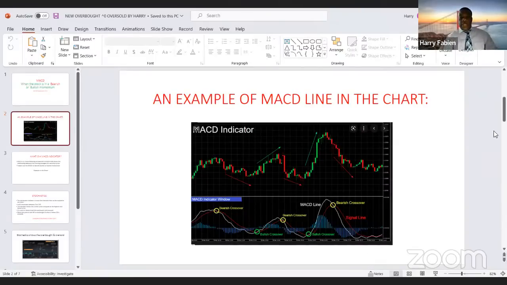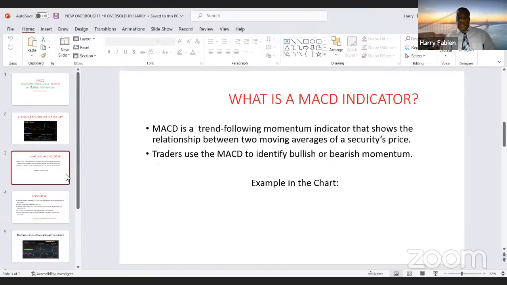I'm going to show you another thing. Okay. So what is the MACD? It's a trend following indicator. Whenever the gray line crosses over, we got a bullish momentum. Whenever the red line crosses over, we got a bearish momentum. So we have two things in the stock market: bullish and bearish. That's the way it works.